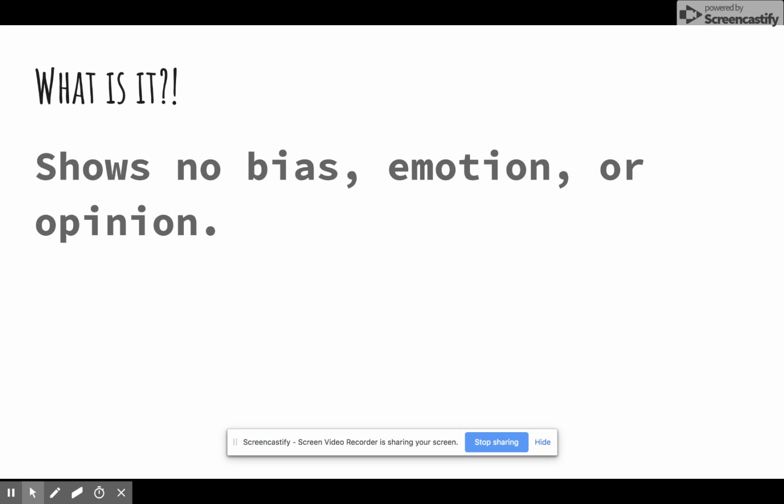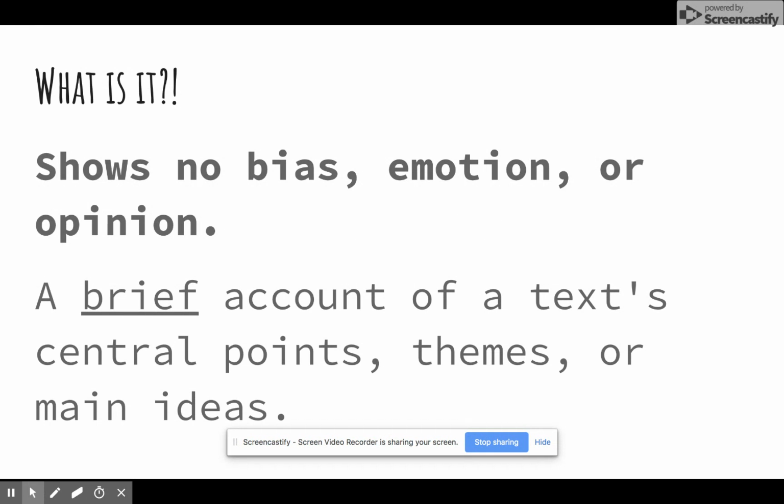It shows no bias, emotion, or opinion, and it is a brief account of a text's central points, themes, or main ideas. Think of it as sticking straight to the facts. You are being a reading detective and reporting out strictly facts. Your emotions aren't going to play a part in this.